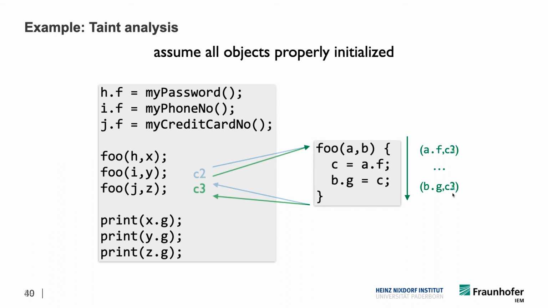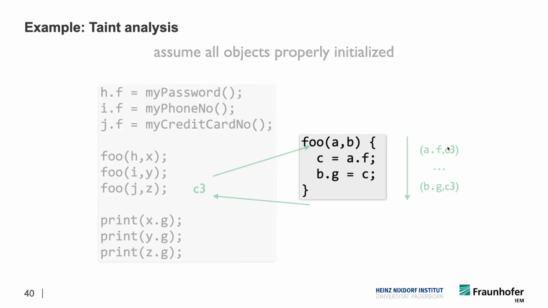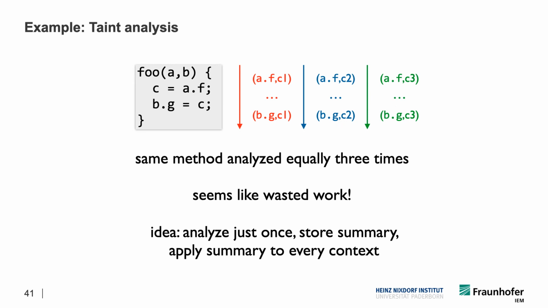Now, in case you're getting tired, you have my sympathy. We're doing this again for the third calling context. Exactly the same computation, except that now we have a different calling context. And so you can see that we have the same method analyzed equally 3 times. And this really seems like wasted work.